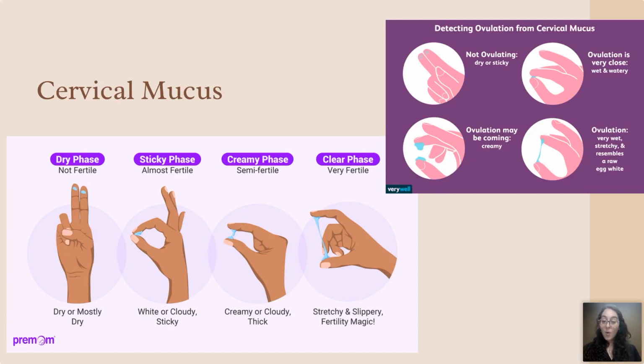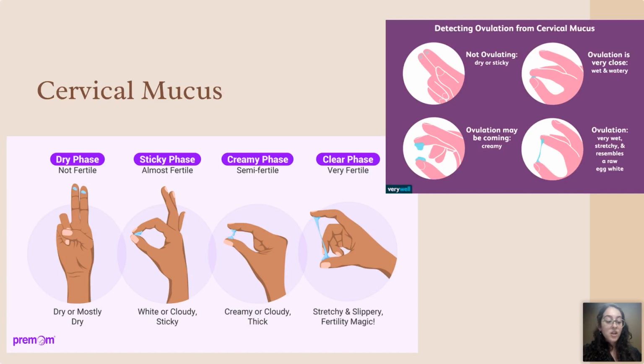There are a few ways that you can pay attention to this. I would say don't rely just on what you see in your underwear. I would fold a piece of toilet paper, pat it around the vaginal entrance, and try to look there, or for more accuracy, insert a finger or two vaginally, remove it, and then try to stretch that mucus between your fingers or see how it feels. This is very important because our fertile window can really be extended based on how much cervical mucus we have.